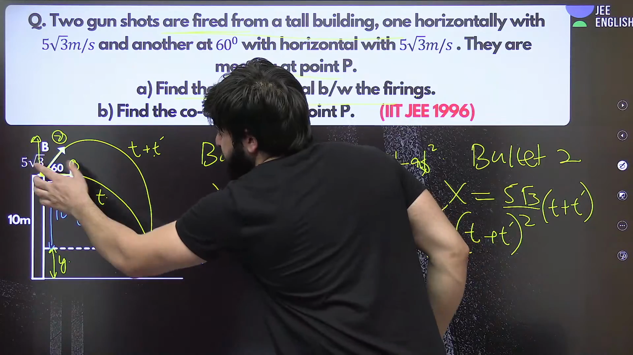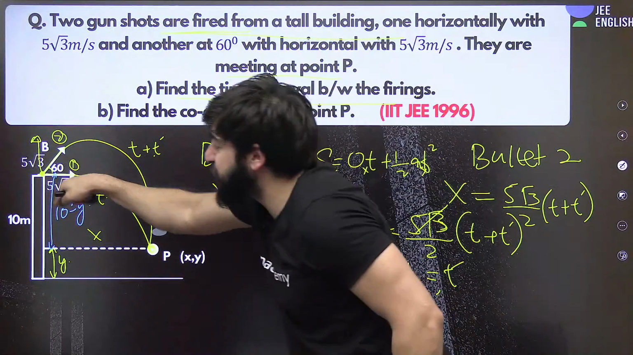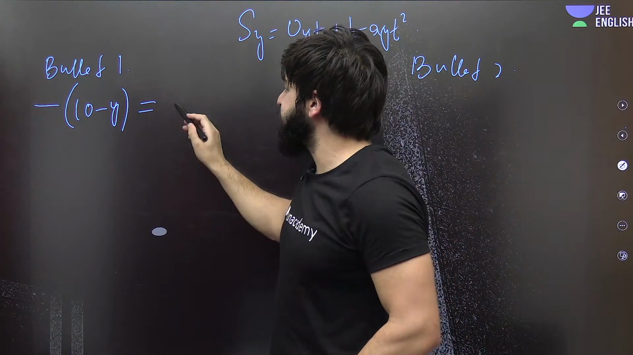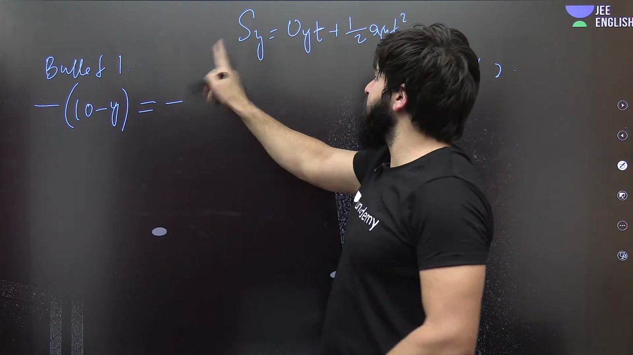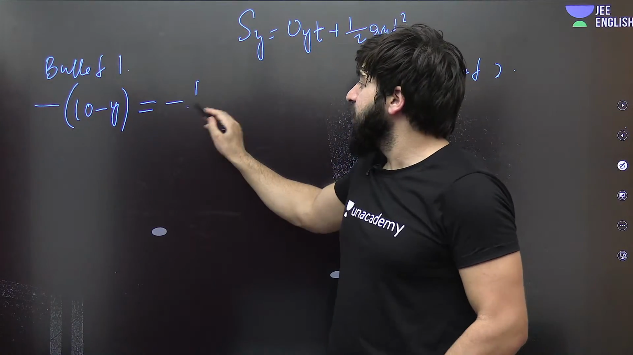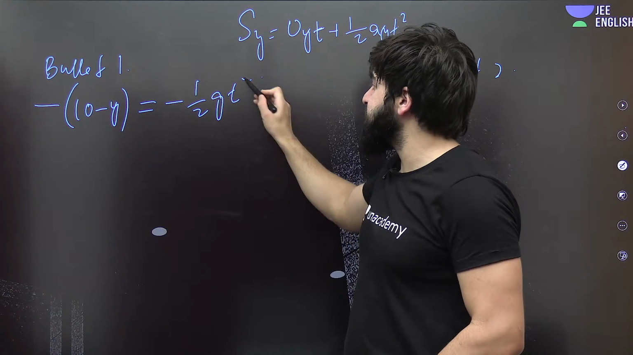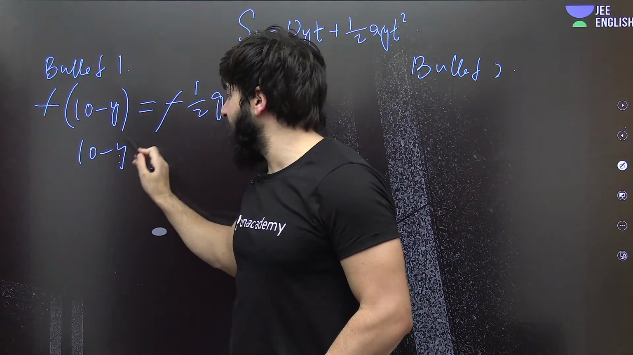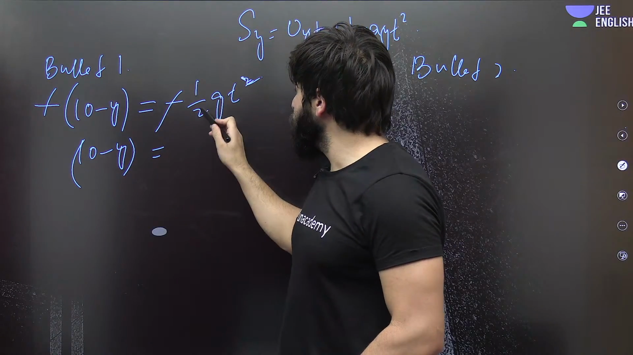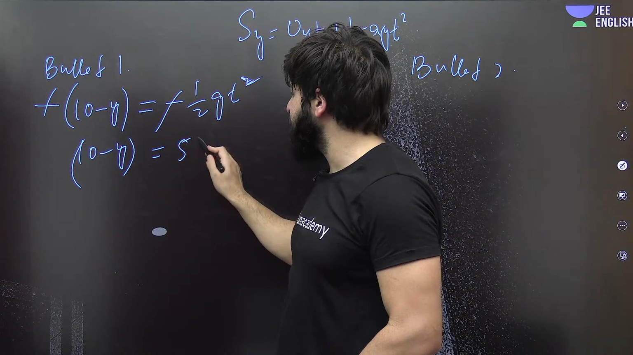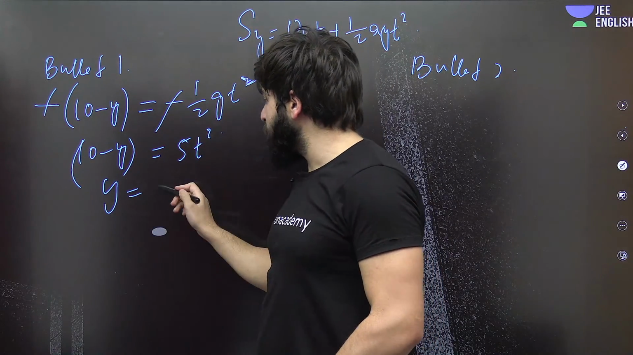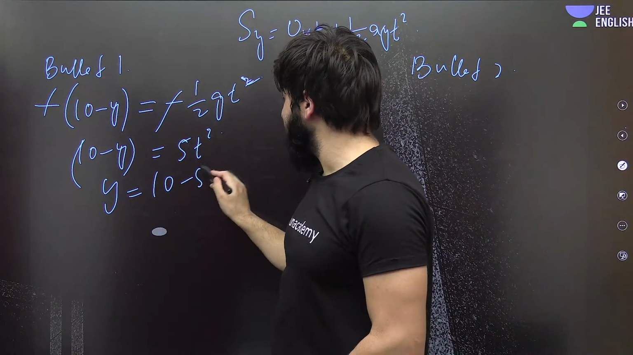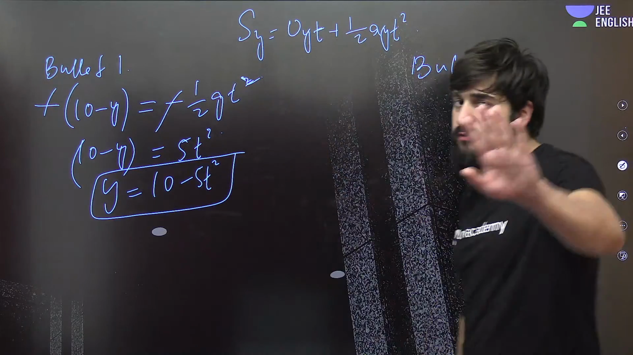Yeah, we'll first have to talk about this one. Sorry. So for the first bullet, initial velocity in y direction is basically 0. So I'll just write ut, so it will be 0, plus 1 by 2 gt square, acceleration is minus g. So 10 minus y will come out to be 2 into 5, so it will be 5t square. So y will come out to be 10 minus 5t square over here. So we got the value of y, fine.